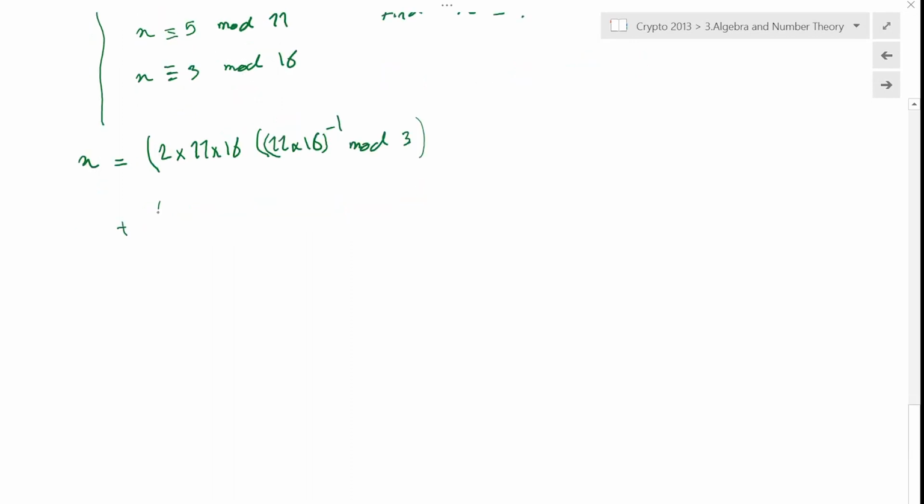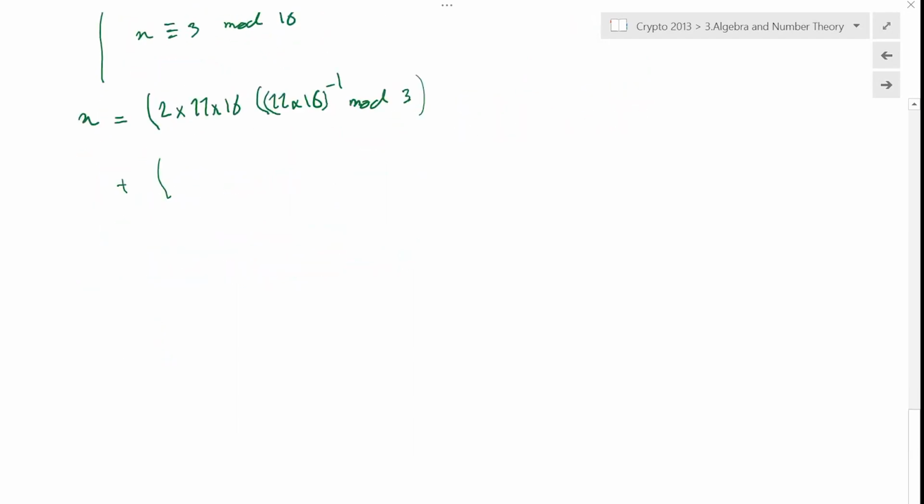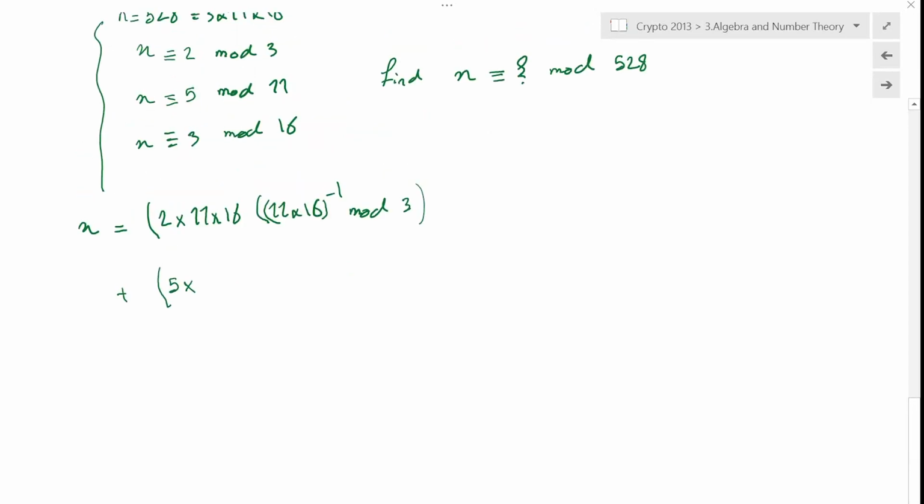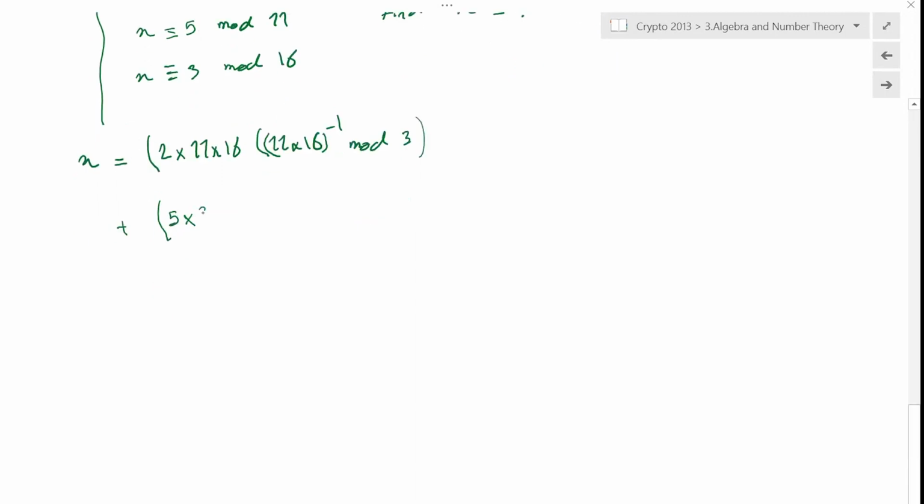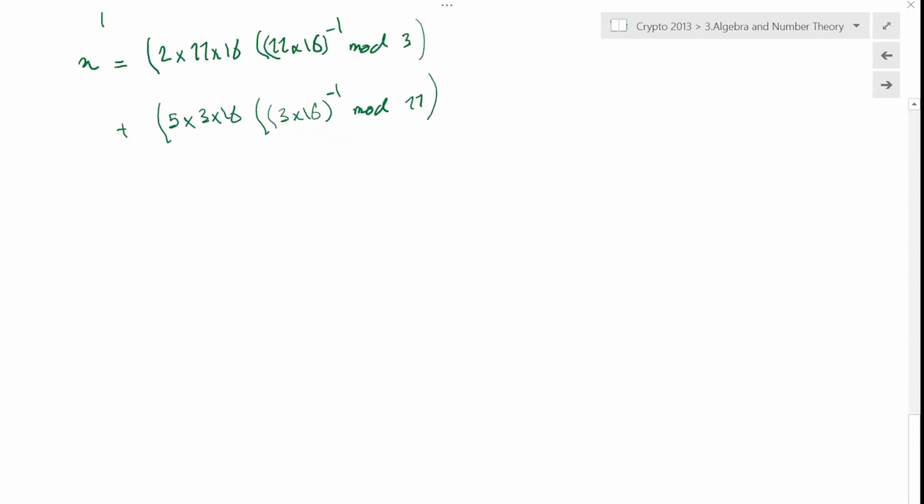And then I'm going to add to this r2, which is this one, 5, times N2. So N2 is the multiplication divided by 11, so it's going to be 3 times 16. And I'm going to compute the inverse of 3 times 16. Now we know the extended Euclidean algorithm. We can find this inverse mod 11. How do I know that I can find the inverse mod 11? Because 11 is an odd prime number, so of course everything would be coprime to this. So these are numbers for which I'm sure that we can find the inverse.